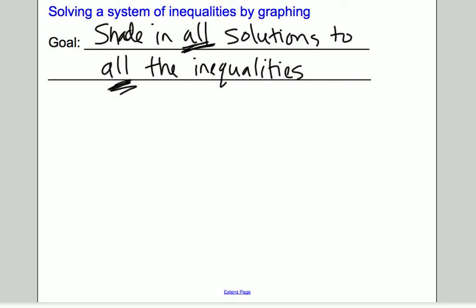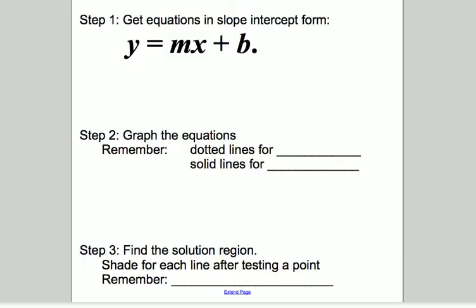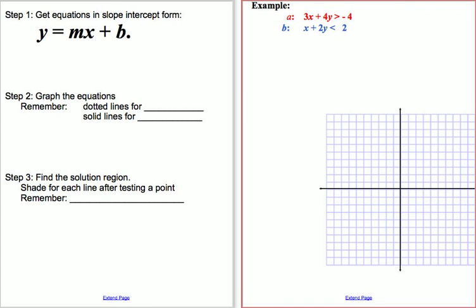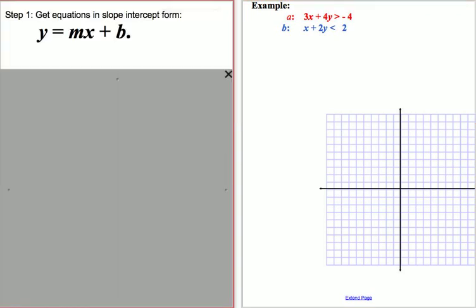So when we're given a system, we're given multiple inequalities, we want to shade in the solutions that work for all of them. Not just the solution that works for one or two, but all of the inequalities that we're given, all of the rules that we're given. So let's see this in action so you understand what I'm talking about. So first of all, our steps. Our first step is always to get the equation in slope-intercept form. Okay, so I'm going to model that with the example, and then we'll look at step 2.